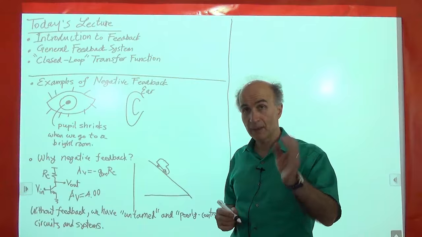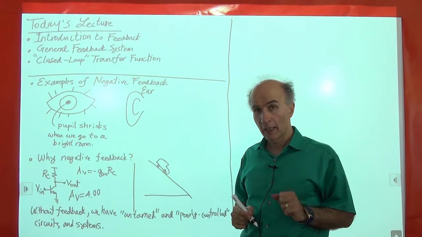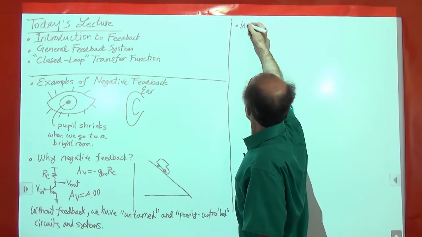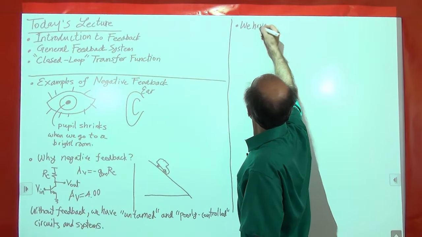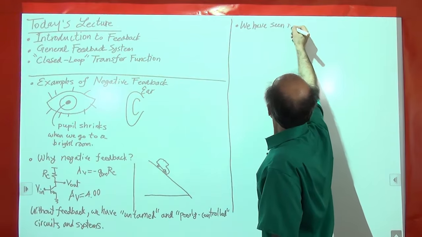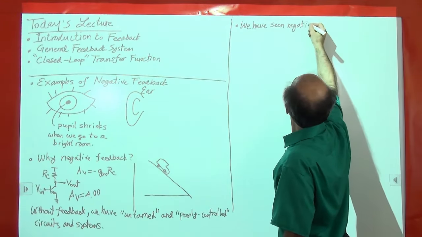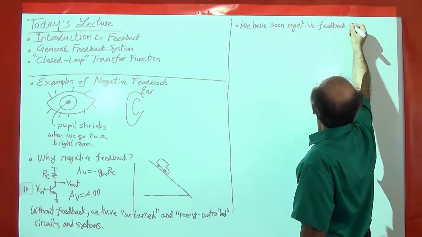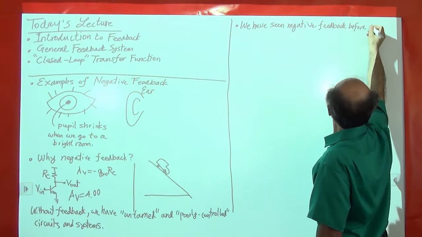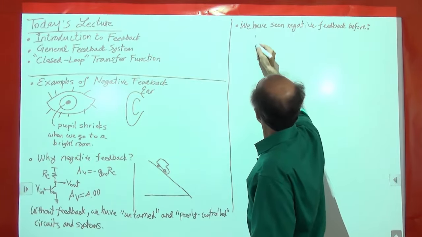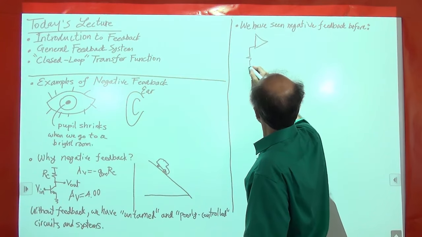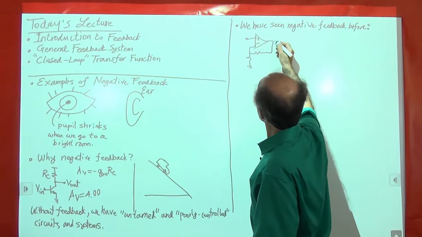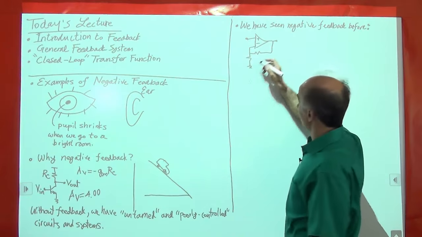And in fact, we have seen negative feedback in circuits before, but we didn't really call it feedback. So here are some examples. We have seen negative feedback before in Electronics 1. So remember the non-inverting amplifier using an op-amp? That is actually a negative feedback system, as we will see later.